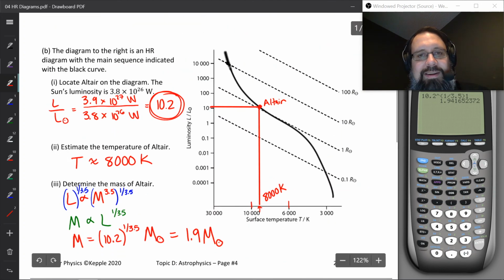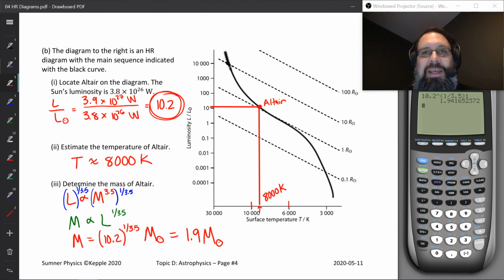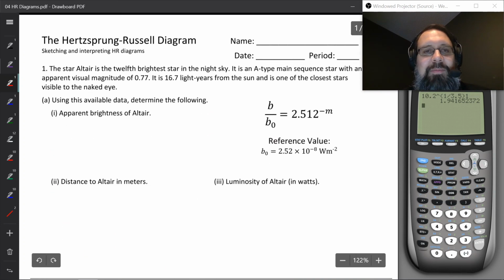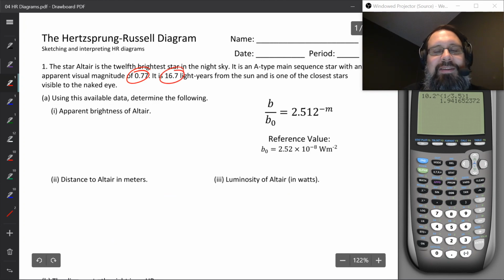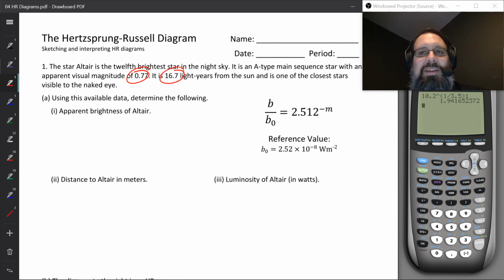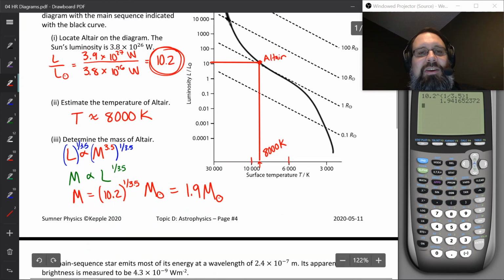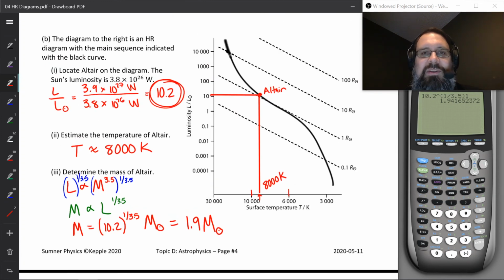And we got all of that from the HR diagram. That's why the HR diagram is so useful, because if you know that a star is a main sequence star, you can find out so much about the star from this diagram. All that we had up here, I just looked up on Wikipedia. We have the magnitude and we have the distance. If we know the brightness of the star and the distance of the star, you can find out so much about it. You can find out the mass of the star, you can find out the temperature of the star. There's so much stuff that you can figure out just based on this HR diagram.